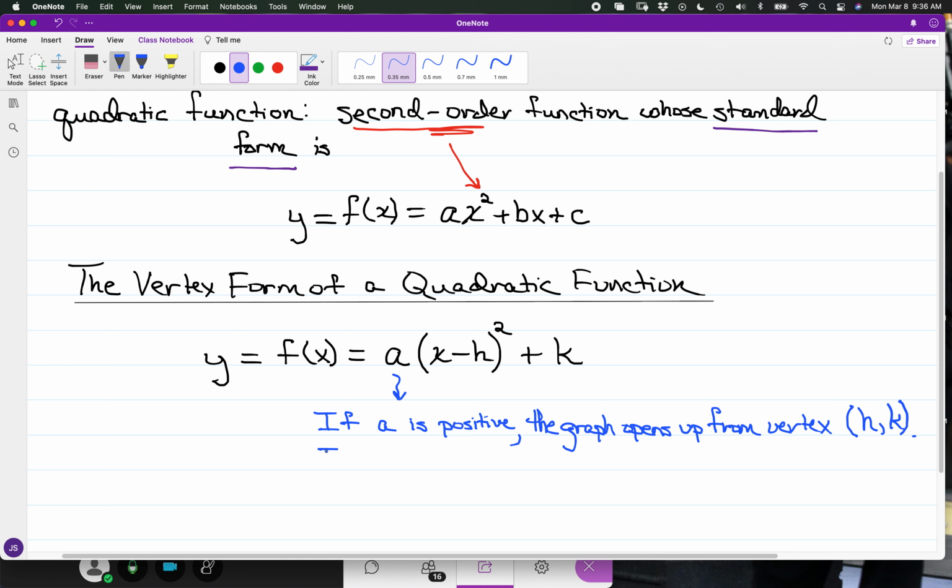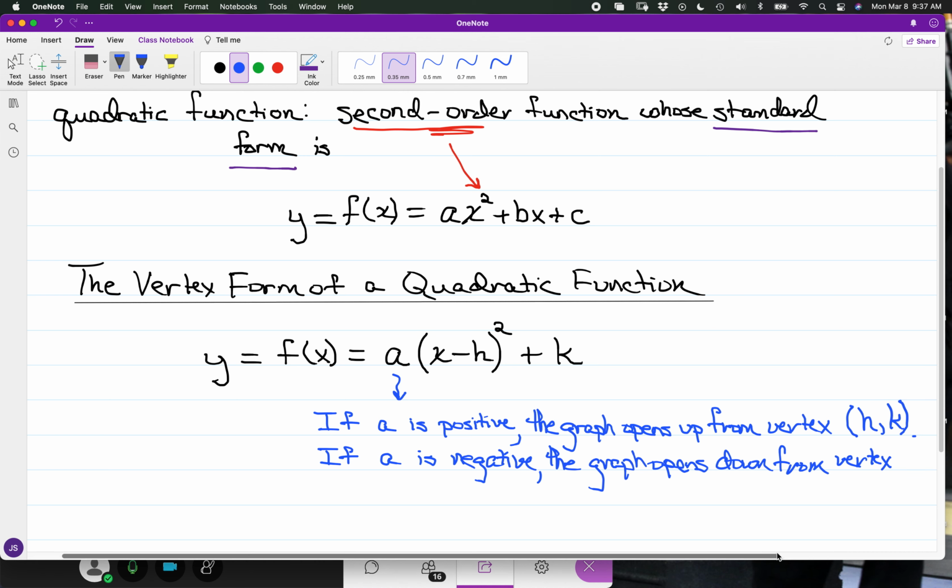And for what we have with the leading coefficient, if a is negative, now you're going to have the graph open down from the vertex. Same point, or at least in terms of the general format.